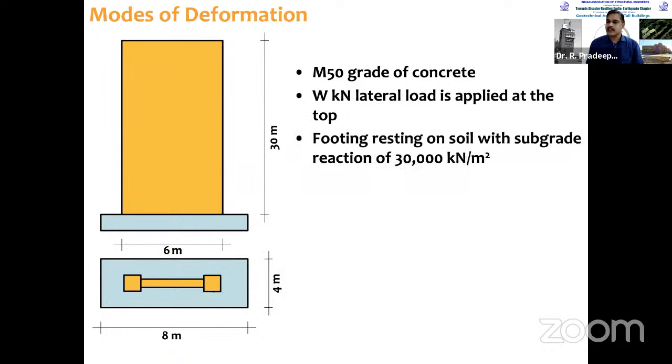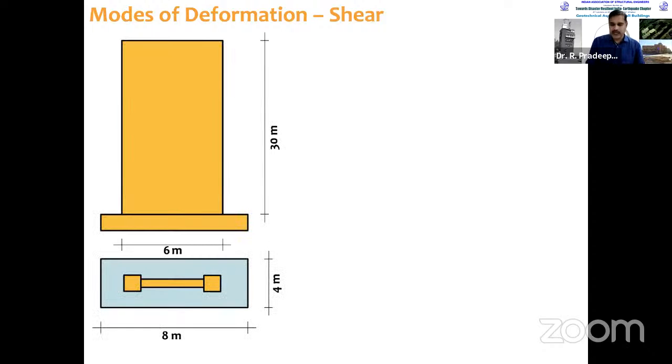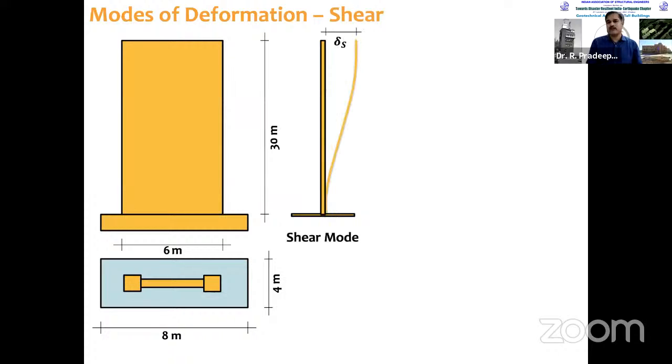And this footing is resting on the soil, which has a subgrade reaction of that value, so 30,000 kilonewton per meter square. And now let's look at the deformation modes in that. So shear deformation, let us look at shear deformation. Actually this deformation type depends on the aspect ratio. For this aspect ratio, predominantly bending deformation will be there, but let me explain the shear deformation also.